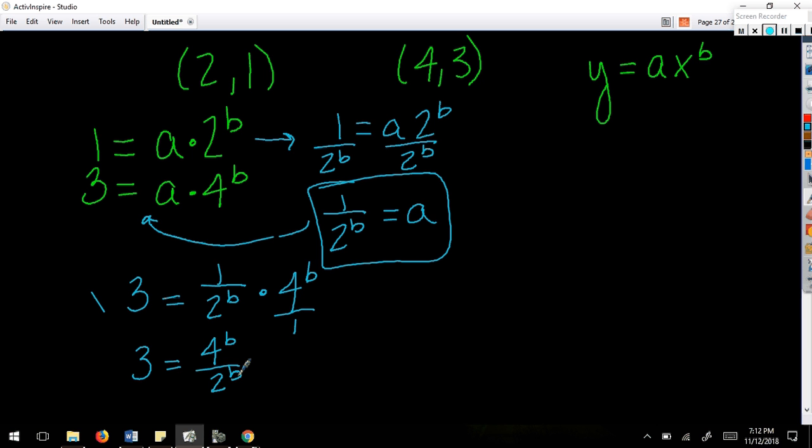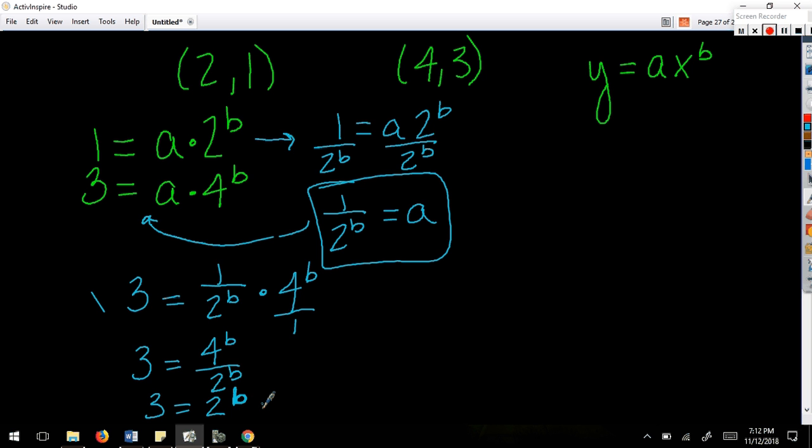Now remember, if you think back, whenever we were talking about properties of exponents, we said when you're multiplying or dividing, if the bases are the same, then combine the exponents, but if the exponents are exactly the same, you can combine the bases. So in this case, I can say, well, hey, the exponents are the same, so 4 divided by 2 is 2. So I have 2 to the b power equals 3.